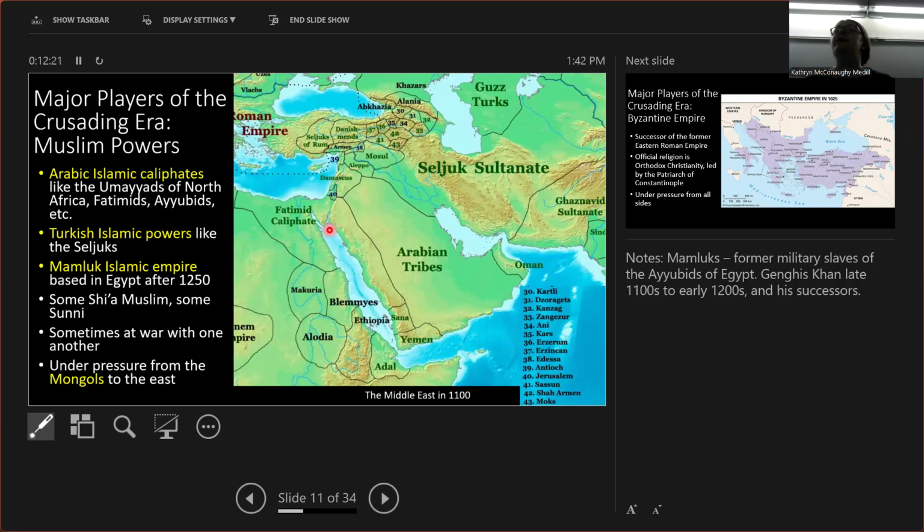There are also quite a few Turkish Islamic powers, which are coming at things from a slightly different direction. In particular, the Seljuks are a big deal during this time. They sometimes have all this area here. So there's also lots of smaller groups of Seljuks in here who are semi-independent from the larger Seljuk Sultanate, but they're very much in play during this time. Also, after 1250, the Mamluks are here in Egypt, and they will also be very much part of the crusading situation.